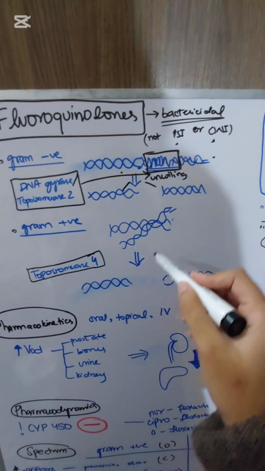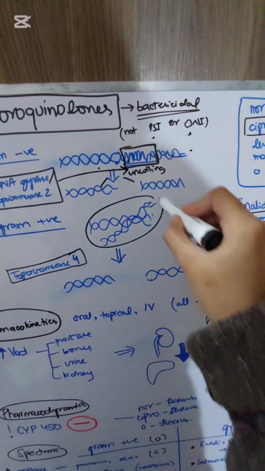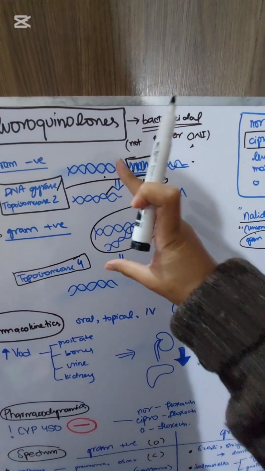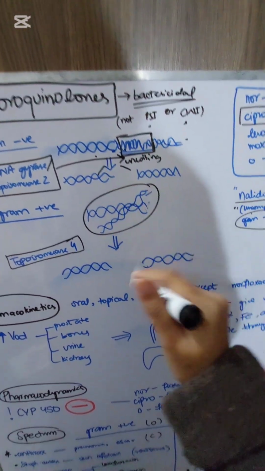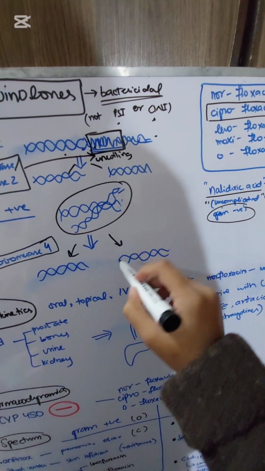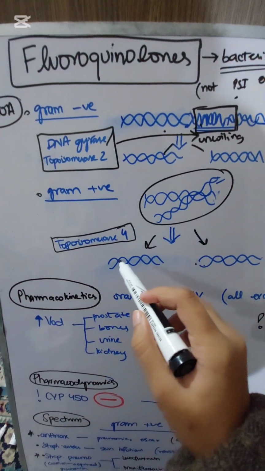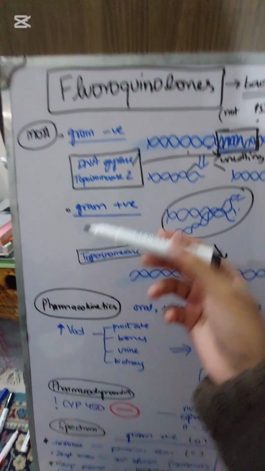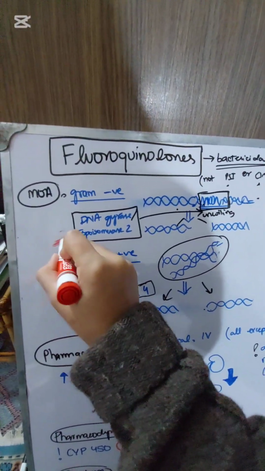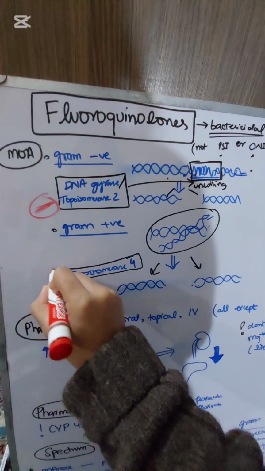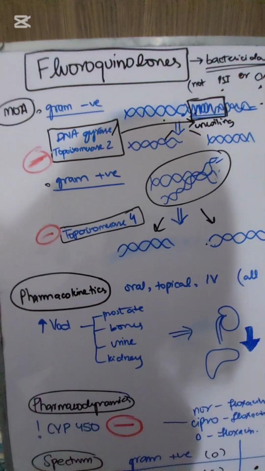In gram positives, when two DNAs are formed, they're basically entwined and you need to separate them into two separate daughter DNAs. For that separation, you need another enzyme called topoisomerase 4. So what fluoroquinolones do is that they inhibit topoisomerase 2 in gram-negative bacteria and they inhibit topoisomerase 4 in gram-positive bacteria. So this way DNA replication stops.